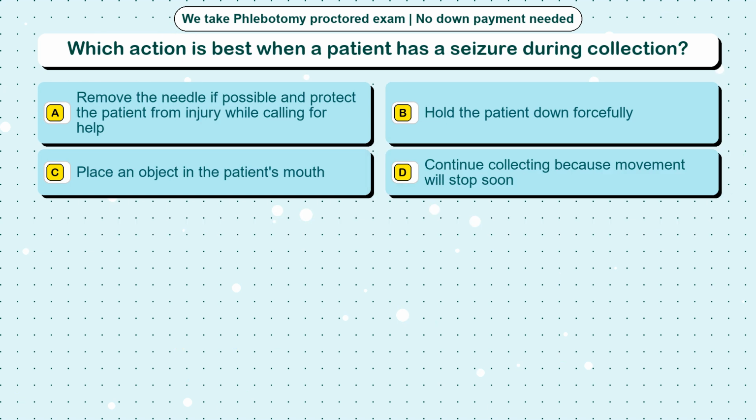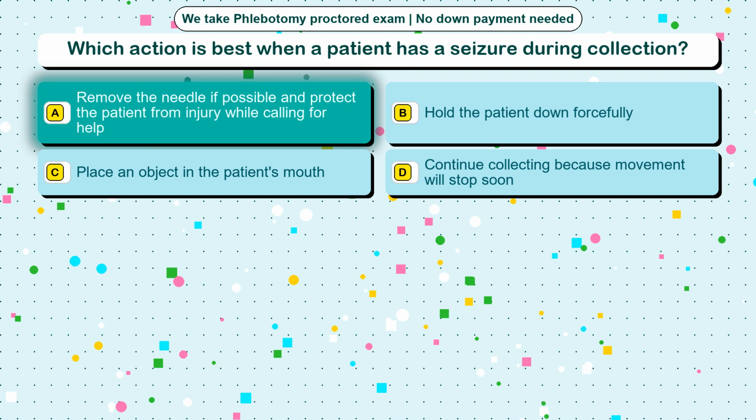Question 79. Which action is best when a patient has a seizure during collection? Option A. Remove the needle if possible and protect the patient from injury while calling for help. Option B. Hold the patient down forcefully. Option C. Place an object in the patient's mouth. Option D. Continue collecting because movement will stop soon.